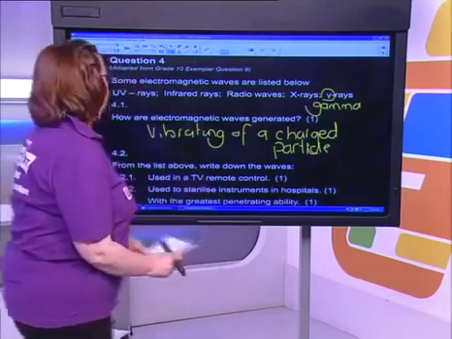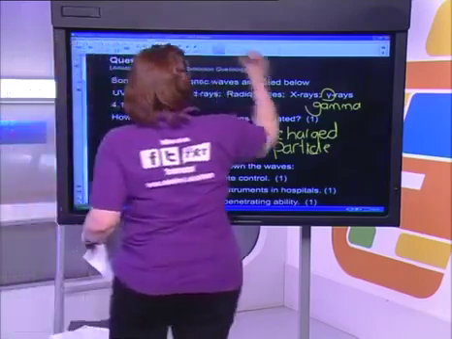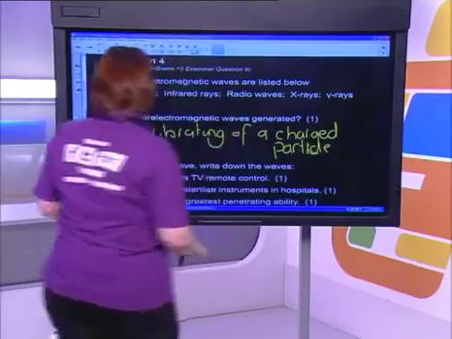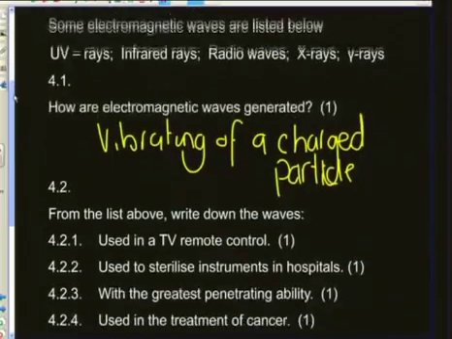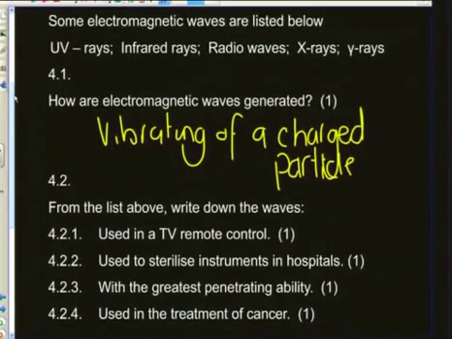Be careful, okay? So now we're going into uses. Let me just take that off. And the first thing they want is used in a TV remote control. We all know how to use the TV remote, okay? But in the remote control, it's the infrared, okay? Nice and easy. Used to sterilize instruments in hospitals.